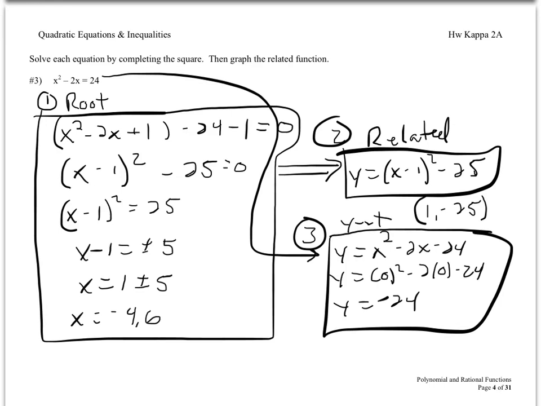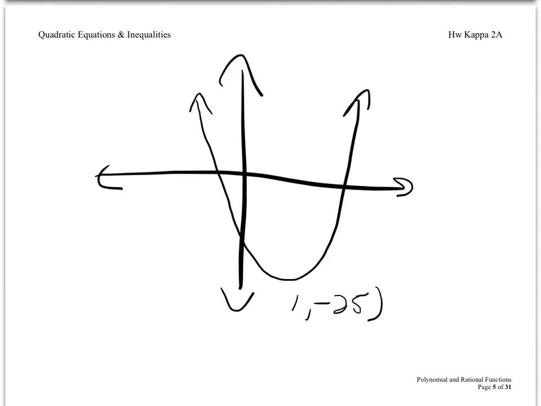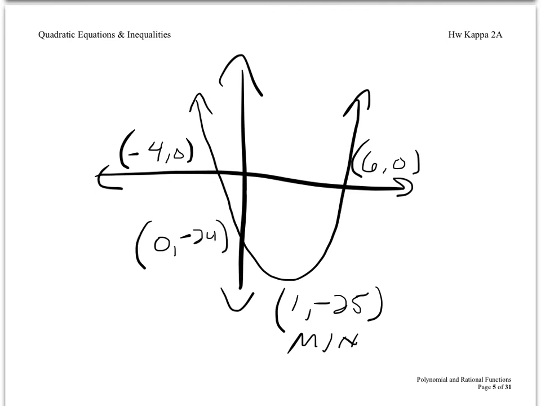So to graph this, we have our x-intercepts, we have our y-intercept, we have our minimum. So graphing it, it's going to look like so. Our minimum is at 1, negative 25. Our x-intercepts are at 6 and negative 4. Our y-intercept is at 0, negative 24. Finished.